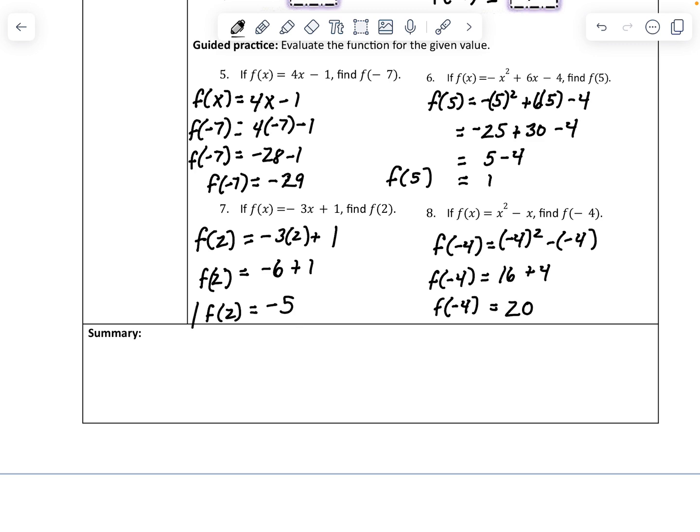And this is how you'd write your answer. You would put your f, your function name, then you'd put whatever x value produces your output. All right, now you try. Please come and see me if you have any issues.